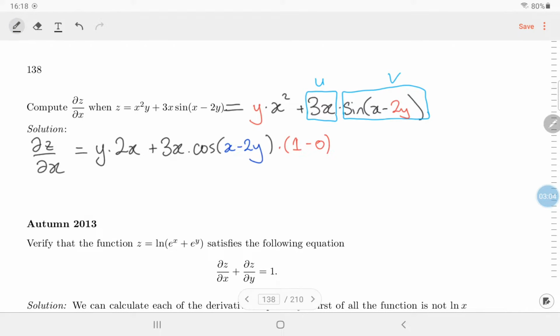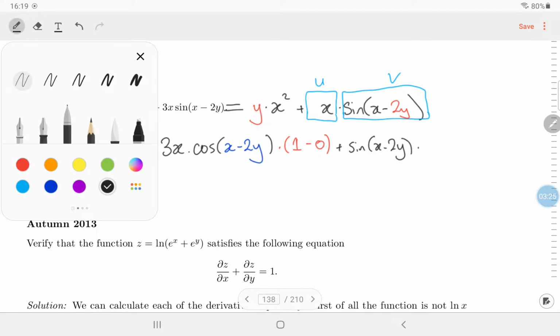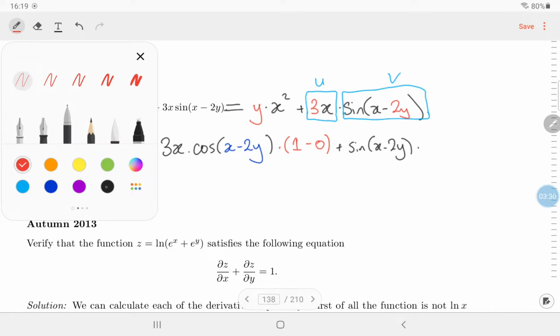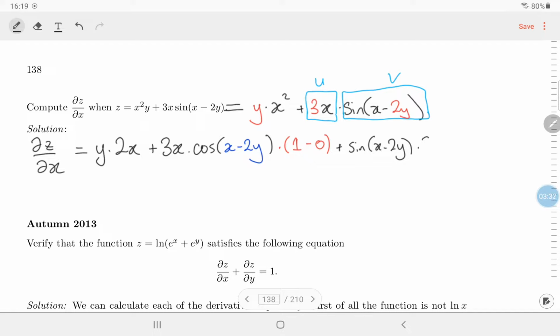So that's the first thing by the derivative of the second thing, plus the second thing, which is sine of x minus 2y, times the derivative of the first thing. Now you can just write down 3, but I'm going to go a bit slower. I'm going to fix the constant 3. So this is maybe where we could again use the color. Fix the constant 3, and the derivative of x with respect to x is 1.